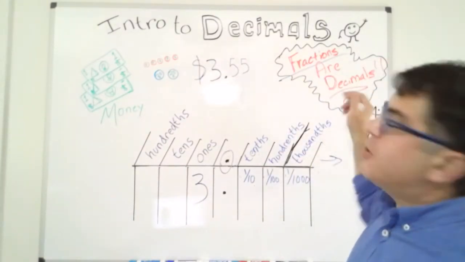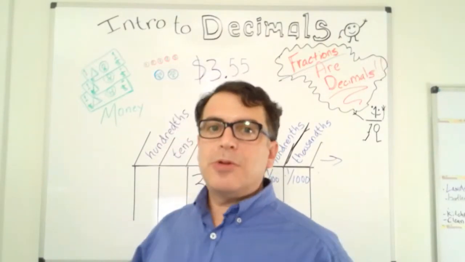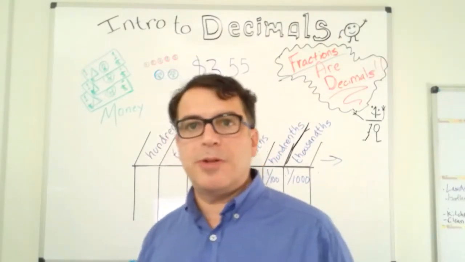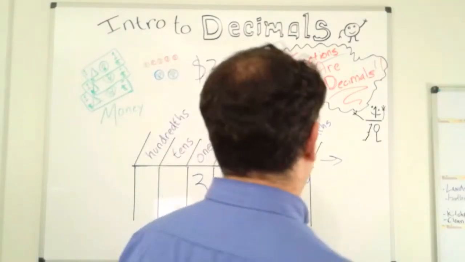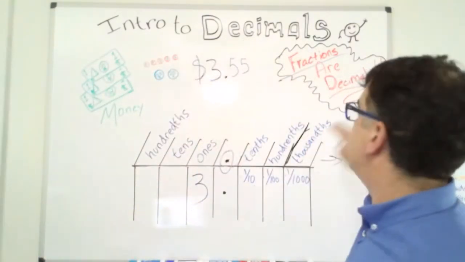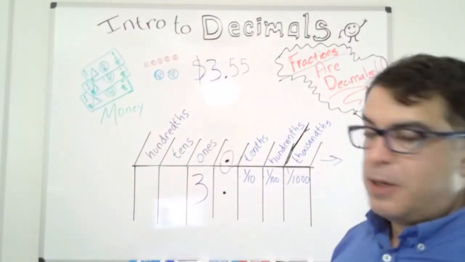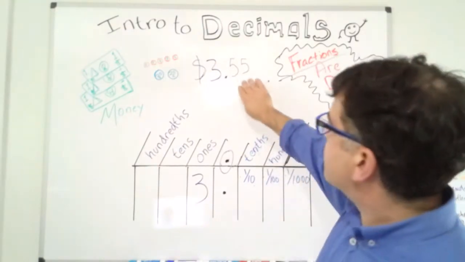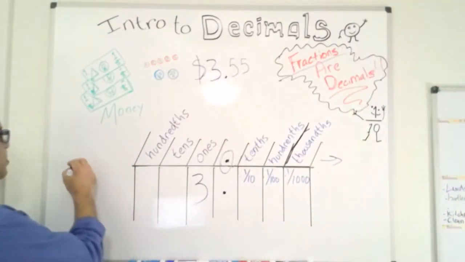Fractions are decimals. I want you to repeat this. I want you to yell it out your front door. I want you to drive your neighbors crazy and walk around the house and go, fractions are decimals, because fractions are decimals and decimals are fractions. Even the little cartoon characters know that. Okay? So let's represent that as a fraction or a mixed number.